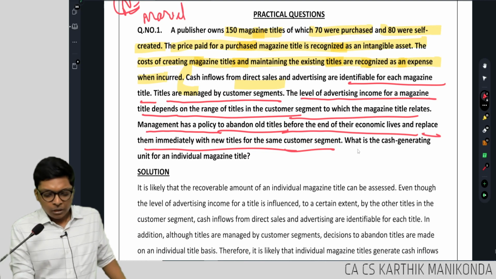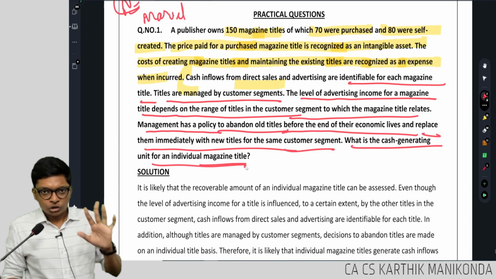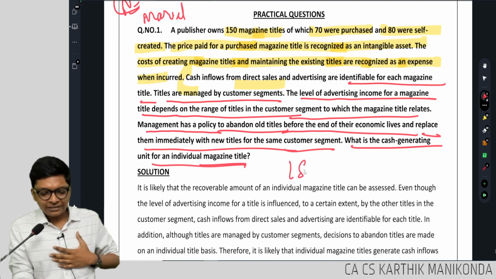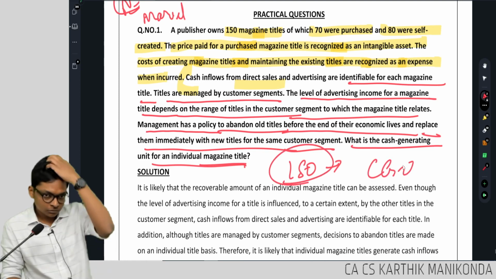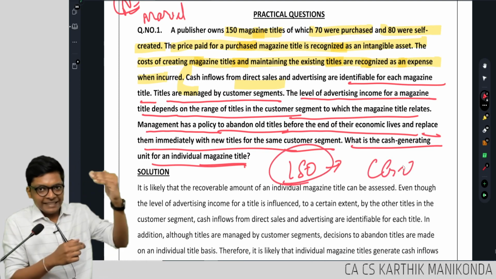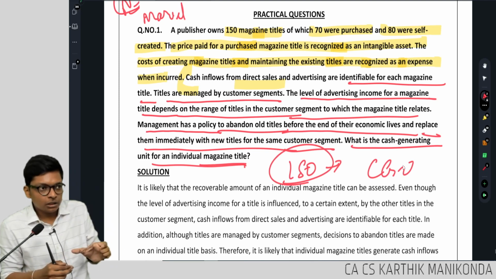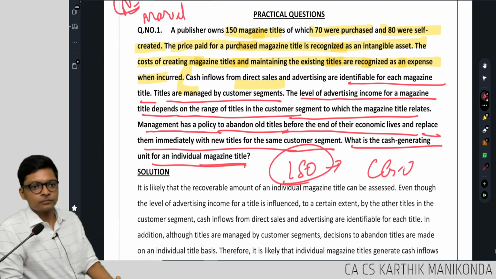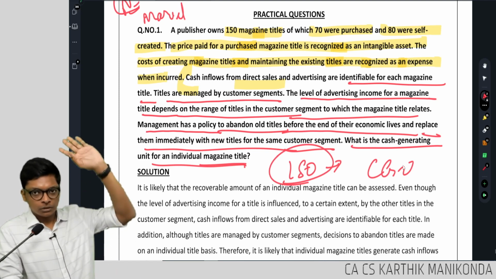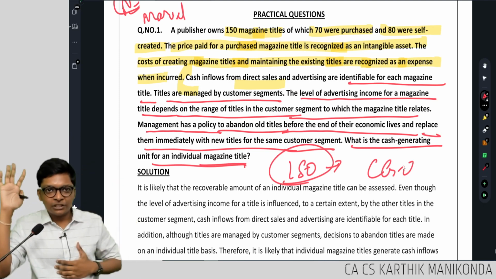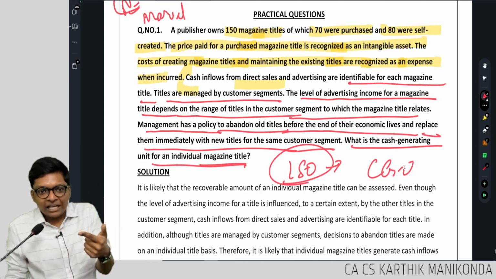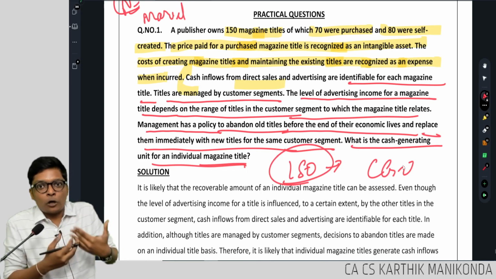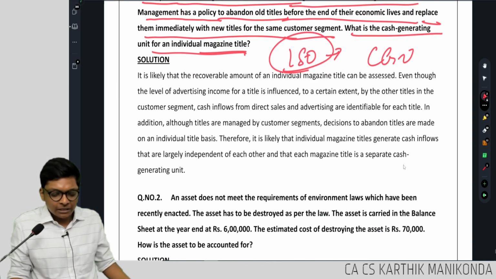Okay. What is the cash generating unit for an individual magazine title? My question is, should I consider these 150 magazines as each an asset or all 150 as one CGU? Are you following? Each as a separate intangible asset, or all as one CGU? How many of you say each as separate? How many of you say CGU? Nobody for CGU. Why? Each asset is capable of generating its own cash flows, and each magazine title can operate independently from the other magazines. That is the only answer.